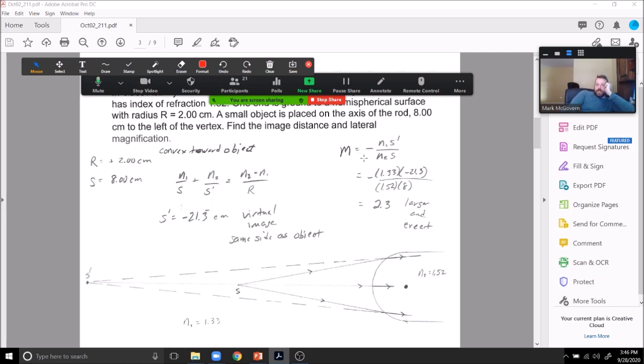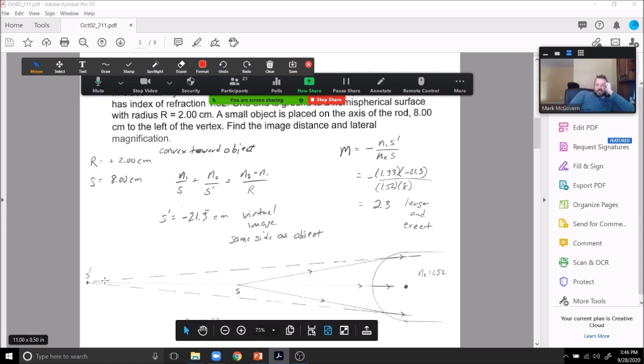Let's do our magnification now. Same equation we had before. That negative sign is going to cancel this negative sign, and we're going to end up with an image that's actually larger and upright, or erect.